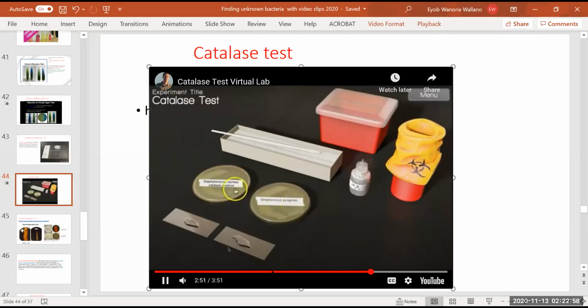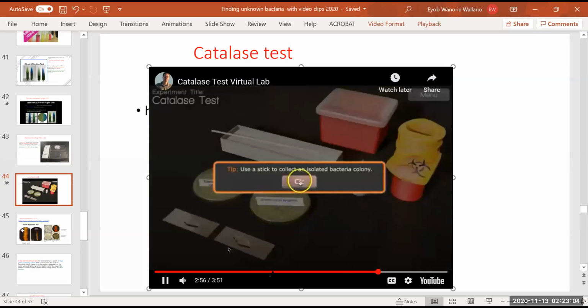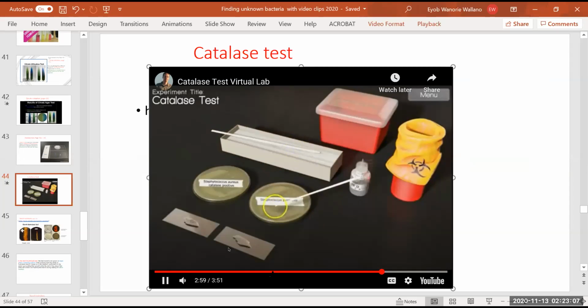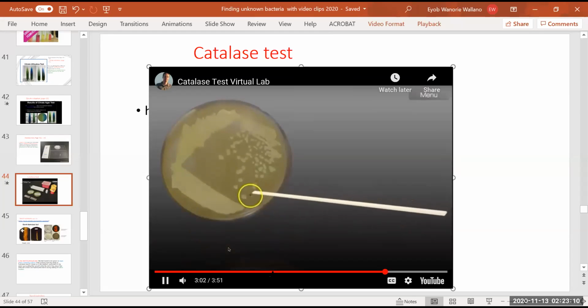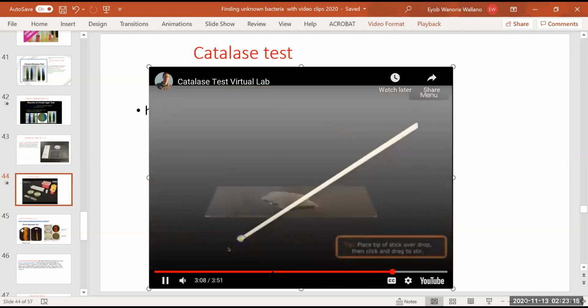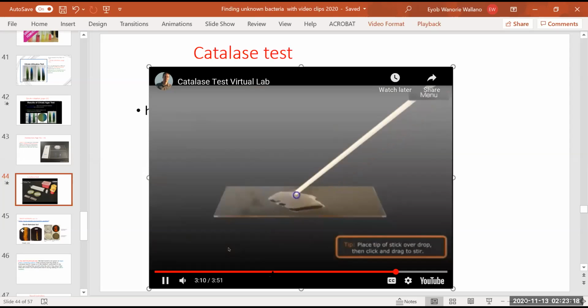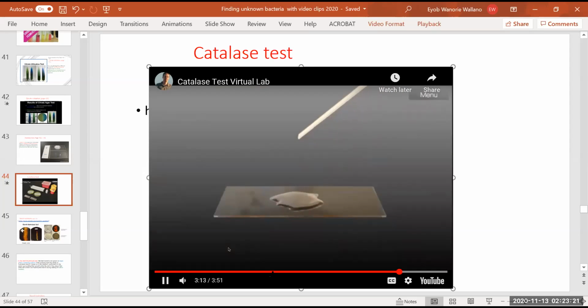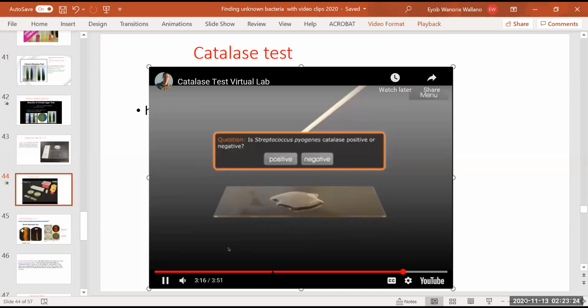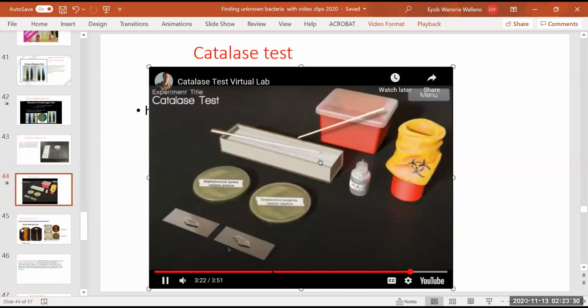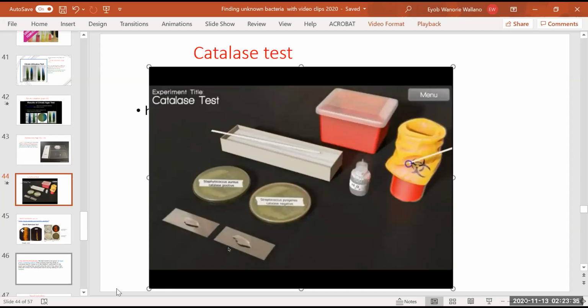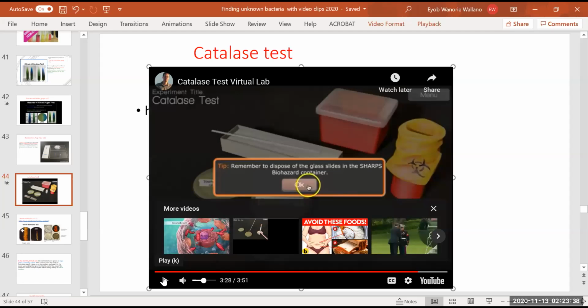Okay, so Staphylococcus aureus is catalase positive. Let's try Streptococcus pyogenes. Oops. Grab a stick. And we need to make sure we get an isolated colony. This one looks good. We'll swirl it around in the hydrogen peroxide. And no bubbles. That means it's negative. All right, so Streptococcus pyogenes is negative. All right, I'm going to dispose of this. That is how generally we read it.